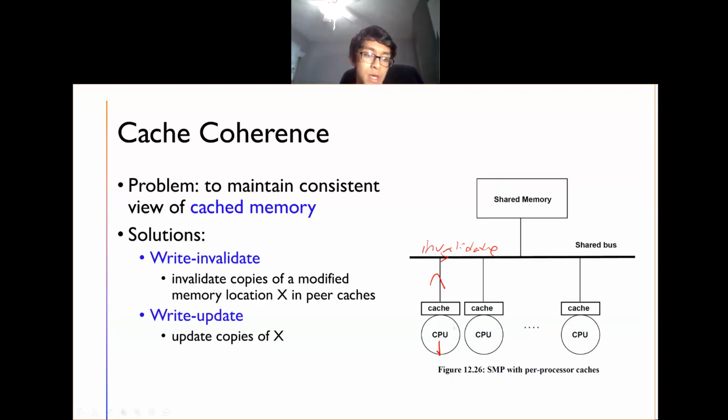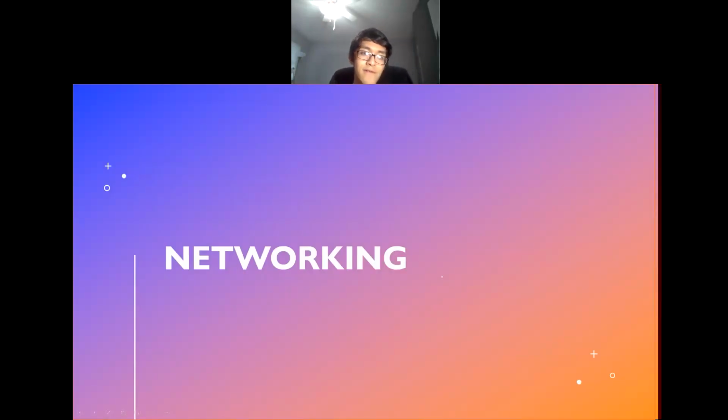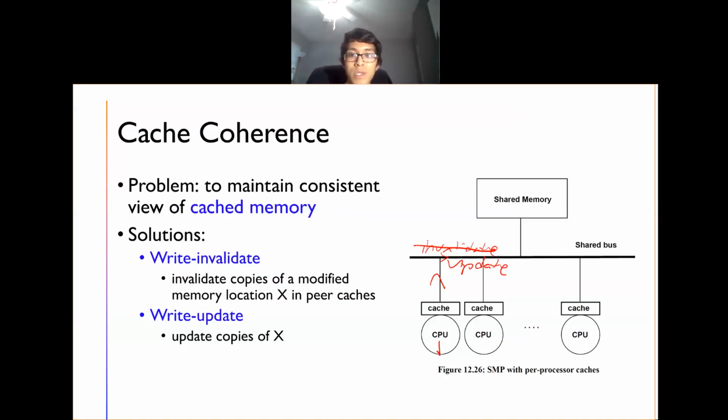And the second solution is write update. This is simply sending an update command to all of the CPUs. So if CPU 1 changes X, then it will send a call to other CPUs telling them to get the new value from the shared memory. And yep, that is all for cache coherence and multiprocessors.